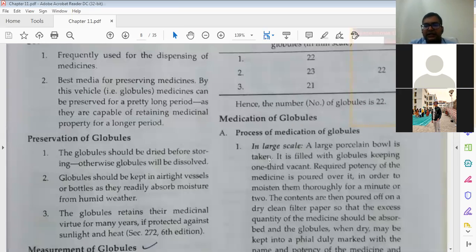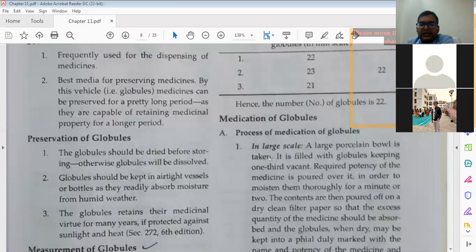A large porcelain bowl is taken. You have to take a porcelain bowl. It is filled with the globules, keeping 1/3 vacant. Remember, 1/3 of the bowl should be vacant. Then the required potency of the medicine is poured over it. You have to pour the medicine over it.